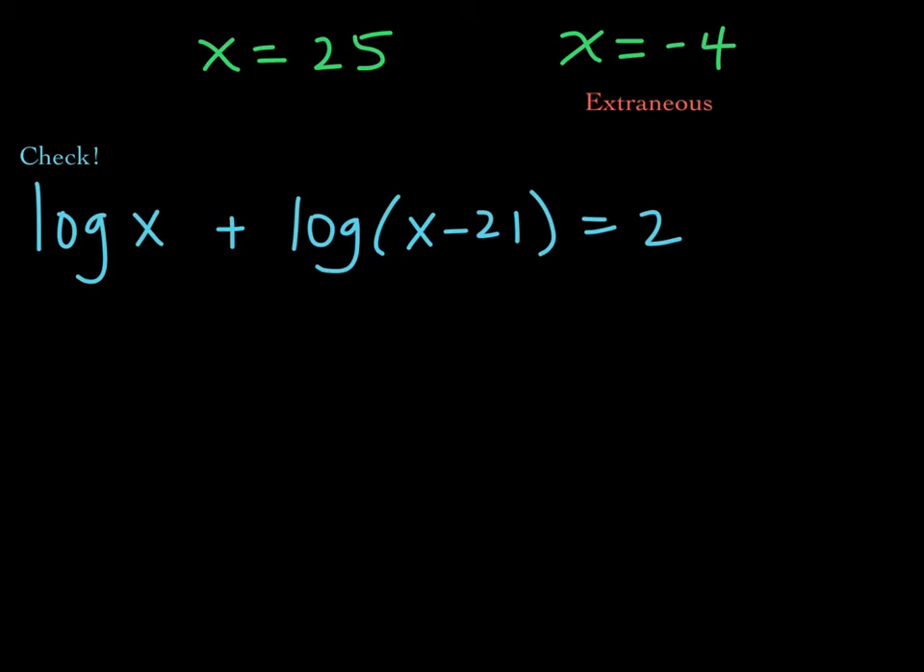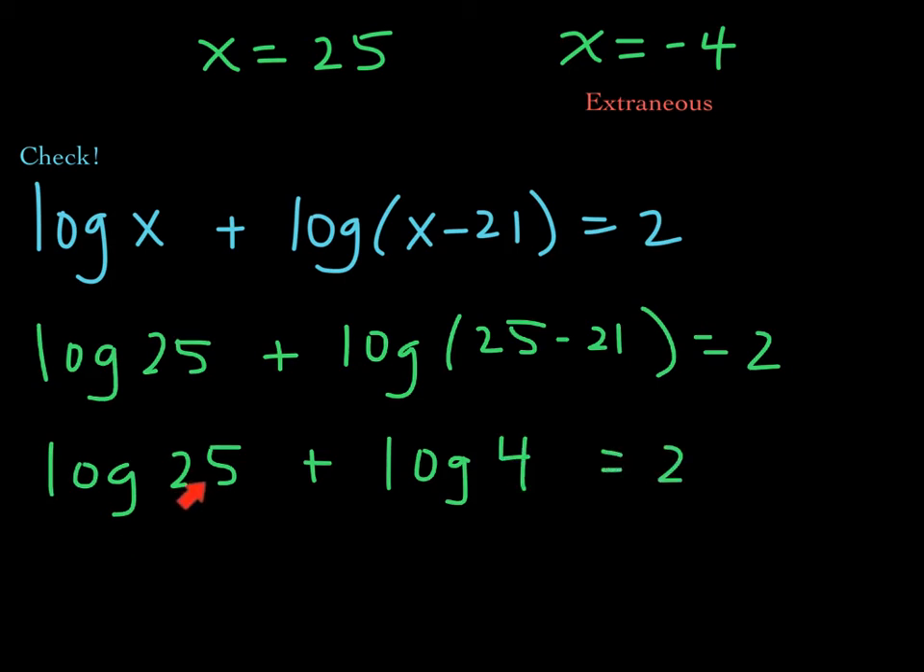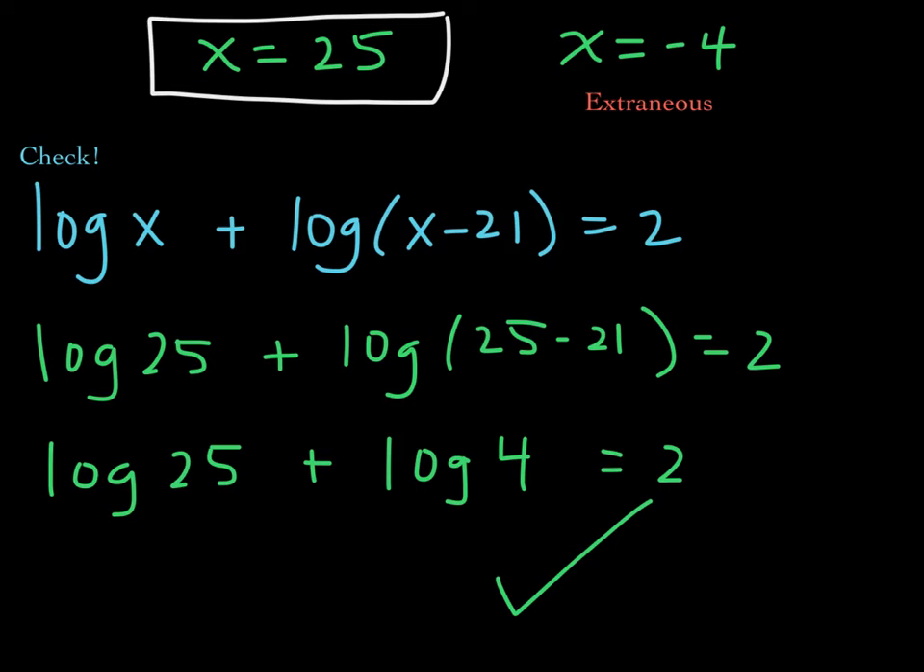Now what you're going to see me do is check 25. So you're going to have log of 25 plus log of 25 minus 21 is equal to 2. Honestly, folks, all I'm really checking is to confirm that my arguments are non-negative, and they are. This is not negative, and neither is this. So I'm going to stop and say, yep, it works. x equal to 25 is my one and only solution. You may want to write in your notes, for log equations, make sure you check your final answers for any extraneous solutions.